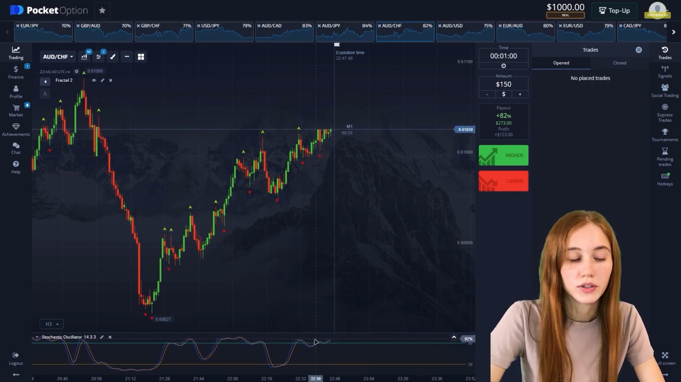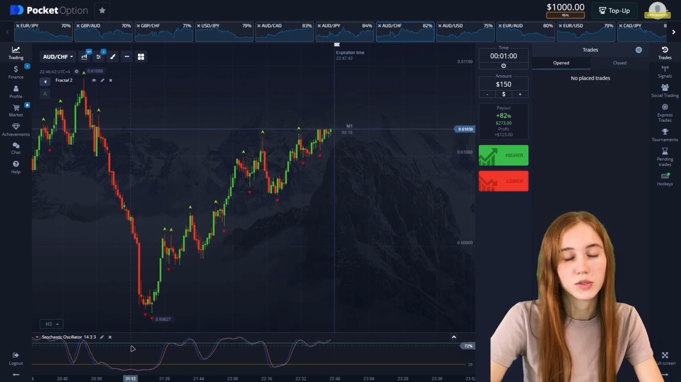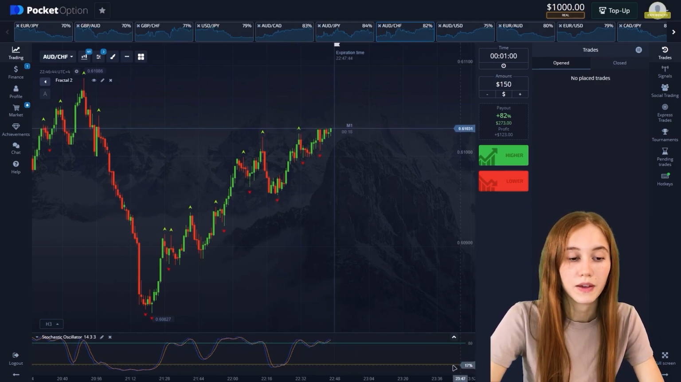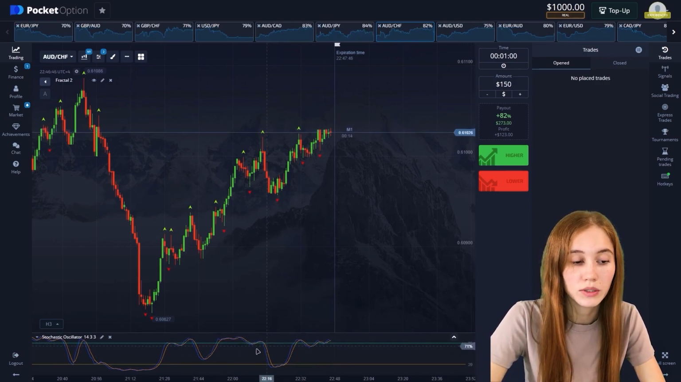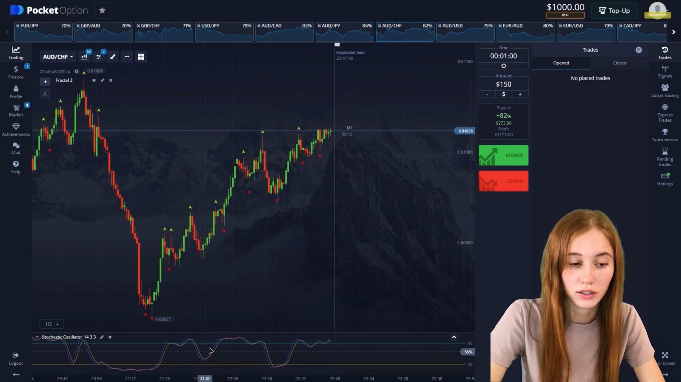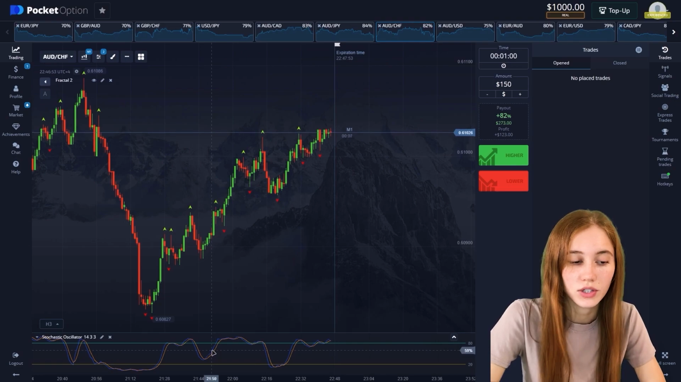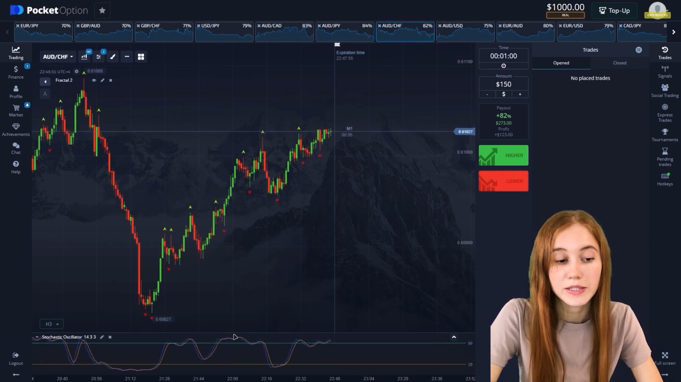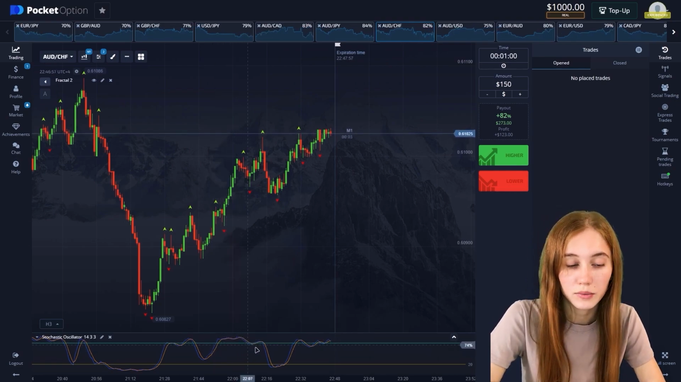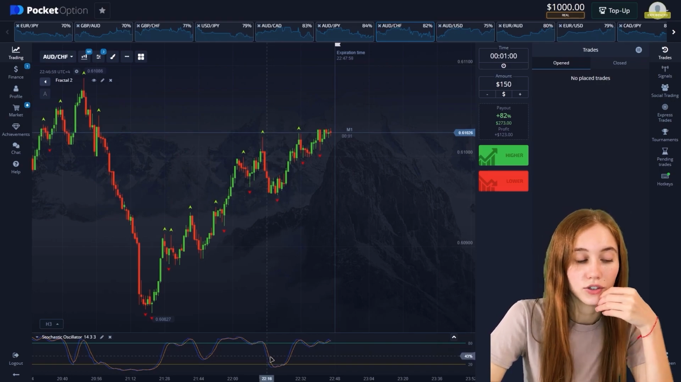There is also a period of consolidation. This is between 20 and 80 values. During this period, we'll simply use this oscillator as a trend indicator. If the blue line prevails over the red line, then the trend is going up. And vice versa, if red is above blue, then the trend is downward.